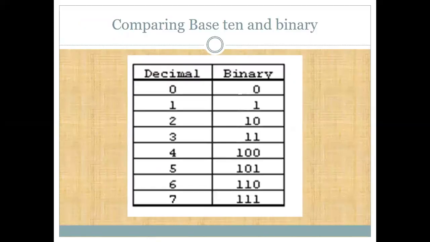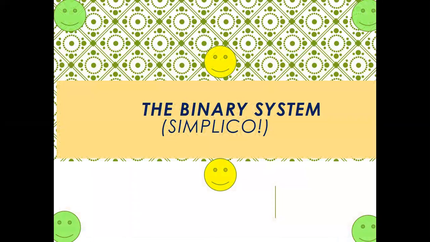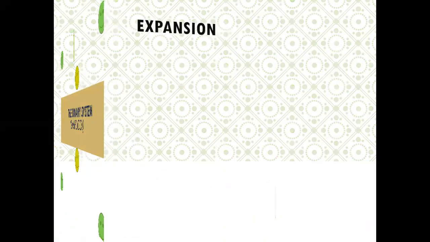Now, this is just a quick summary of some of the digits that we have as decimals, or denary numbers, and as binary numbers. So 0 remains as 0, 1 is still 1. But instead of 2 now, we say 1, 0. Instead of 3, we say 1, 1. Instead of 4, we say 1, 0, 0. And so on and so forth. So you need to try to be familiar with some of these digits. Now let's go on to the binary system fully. Yeah, that's our topic. So let's start with expansion.